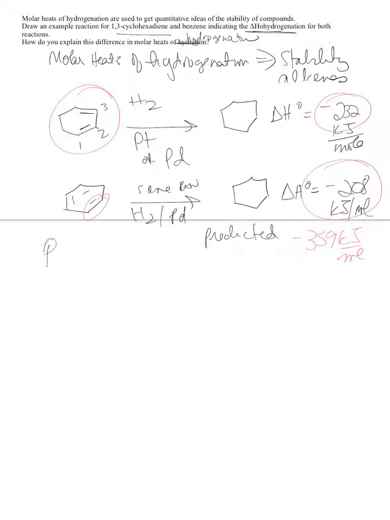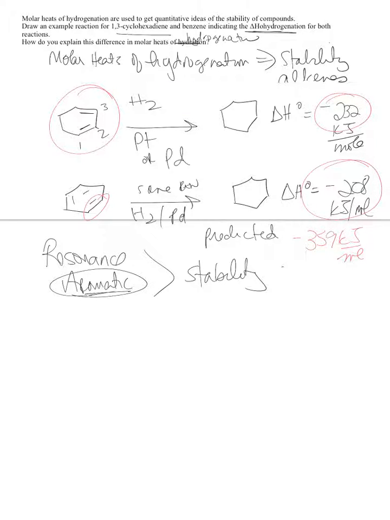And the reason for this is resonance. This is an aromatic compound, and that extra resonance that you get from an aromatic compound is the stability. And it's seen in the molar heats of hydrogenation.